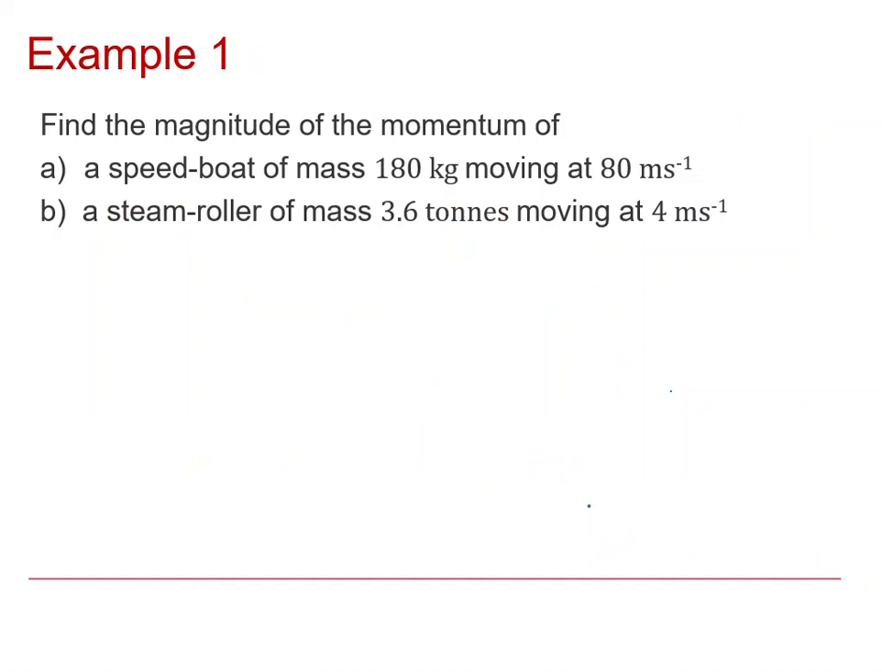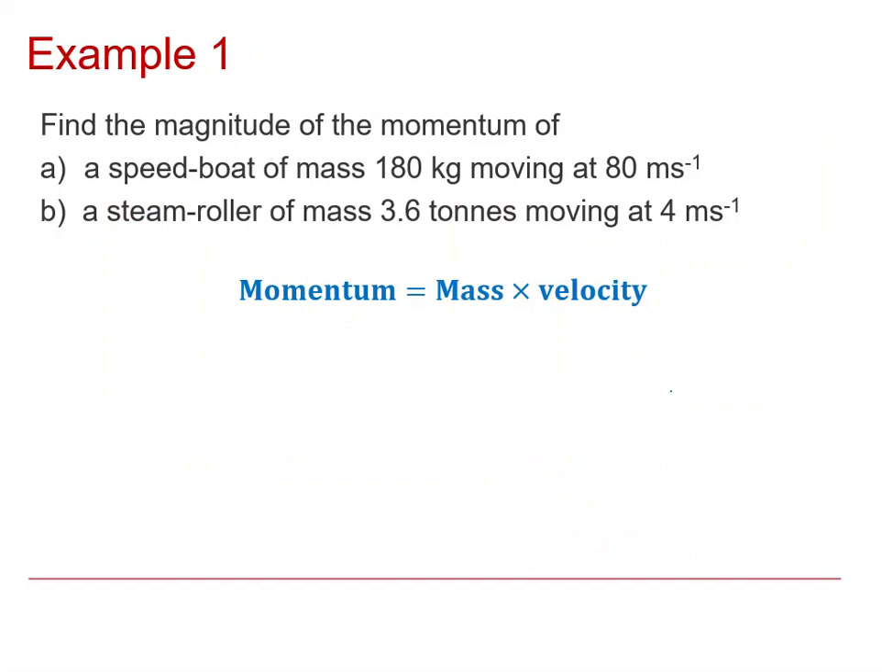Let's look at a first example, the magnitude of the momentum of two different bodies. A speedboat of mass 180 kilograms moving at 80 meters per second, and a steamroller of mass 3.6 tons moving much more slowly at 4 meters per second. Now the definition is momentum is mass times velocity, so in the first case it's just going to be 180 times 80 and the unit will be Newton seconds.